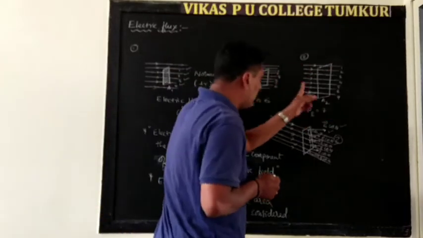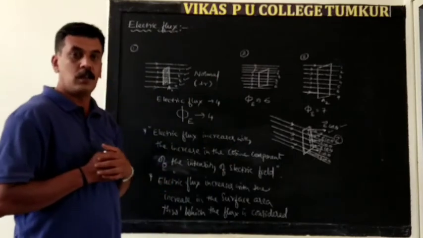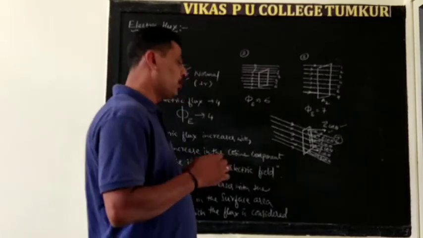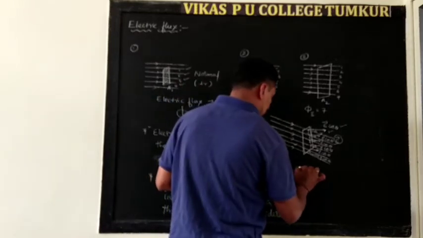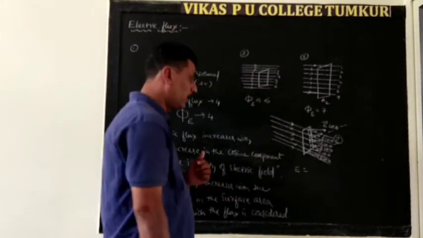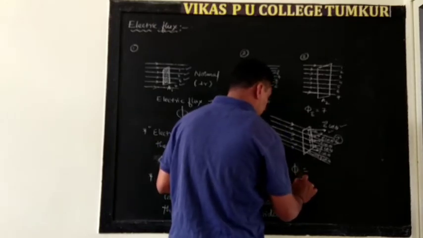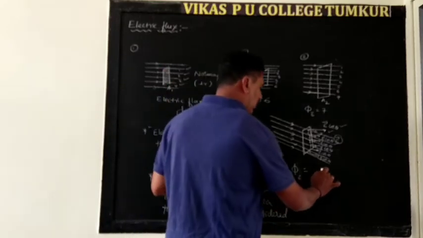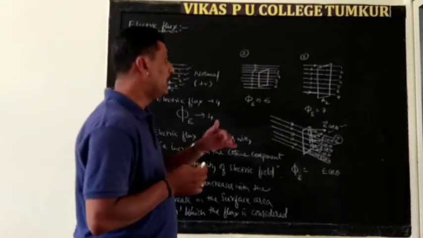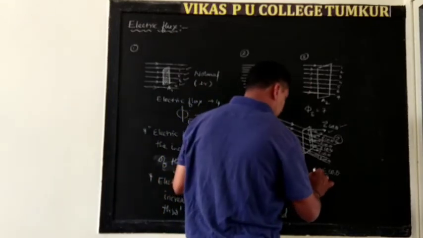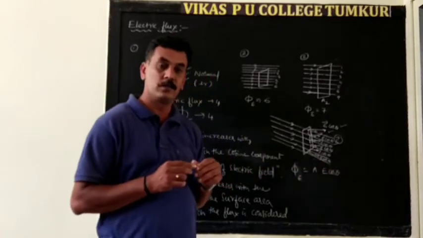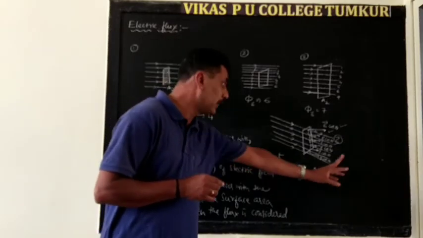And if you increase the area or the surface through which you consider the flux, even then the electric flux increases. So I can write: electric flux, represented by phi E, is dependent on the cosine component of the electric field, and also on the area A. So this is the expression for electric flux through the given area A in the electric field.